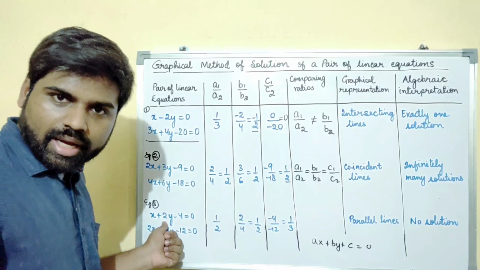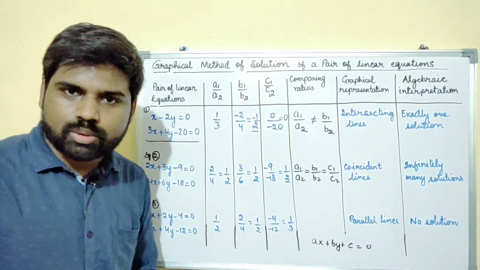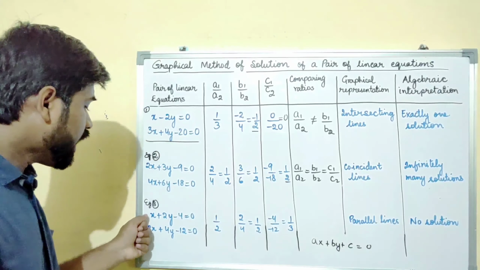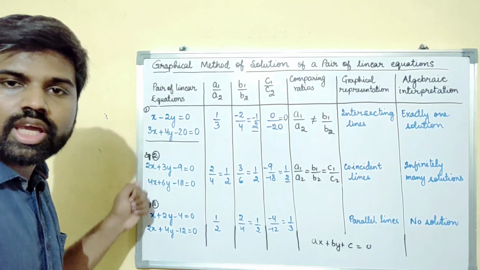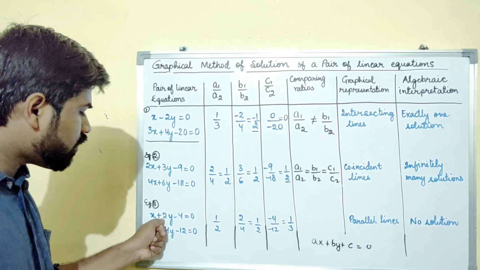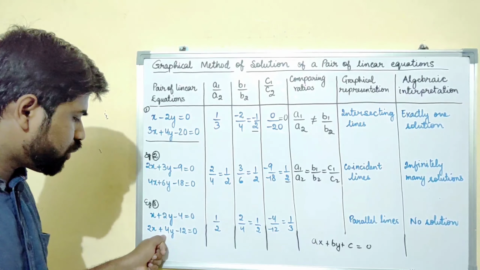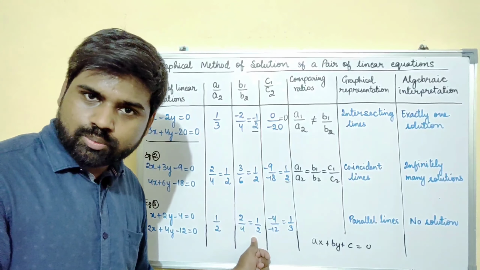x plus 2y minus 4 equals 0. 2x plus 4y minus 12 equals 0. Here the value of A1 is 1 and the value of A2 is 2, so A1 upon A2 is 1 upon 2. The value of B1 is 2 and the value of B2 is 4, so it will be 2 upon 4, that means 1 upon 2.